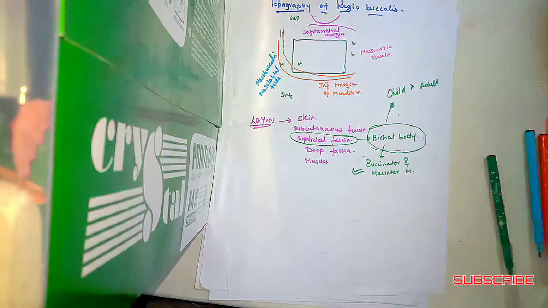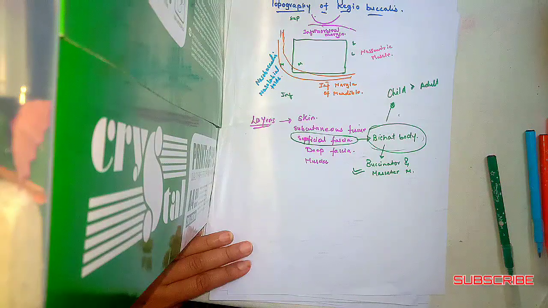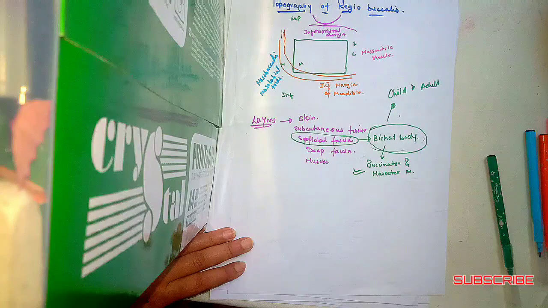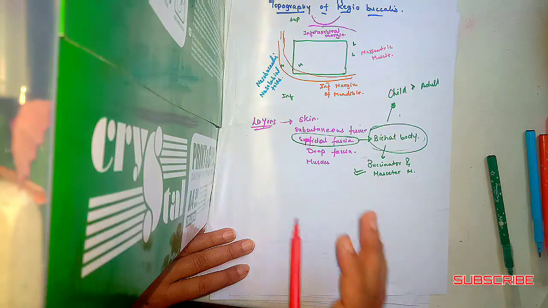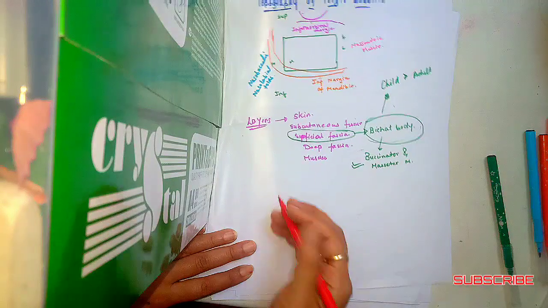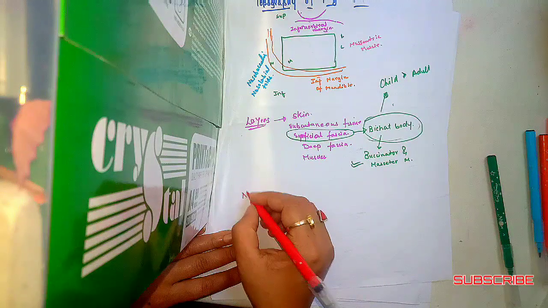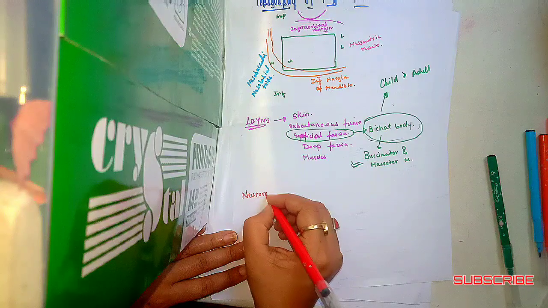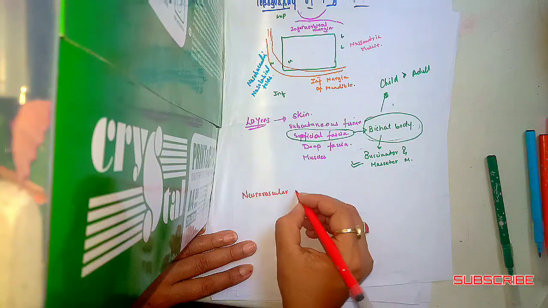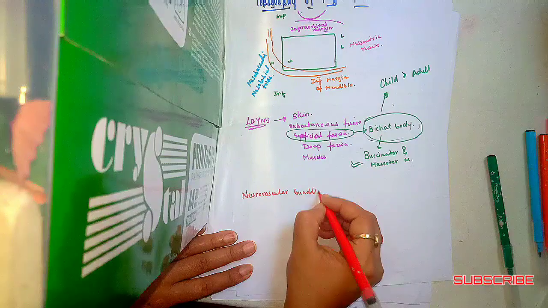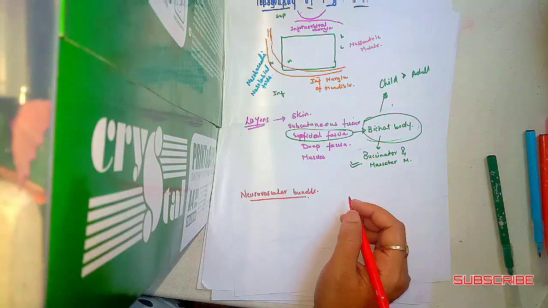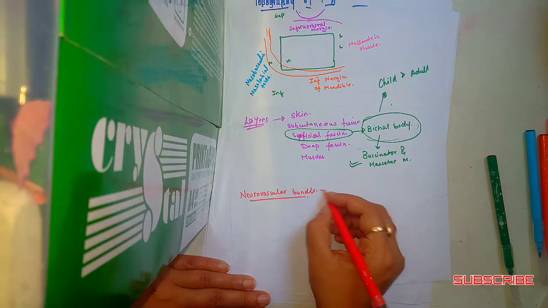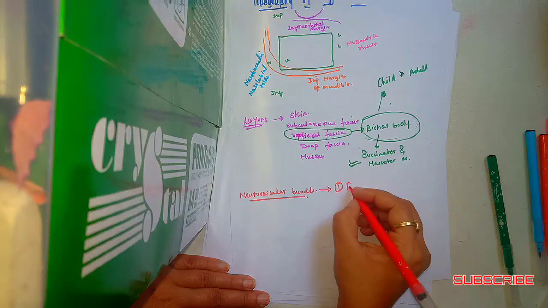Now we will see the neurovascular bundles of the cheeks. Which artery, vein and nerve are involved in the buccal region. So the neurovascular bundle: the first artery is the facial artery.